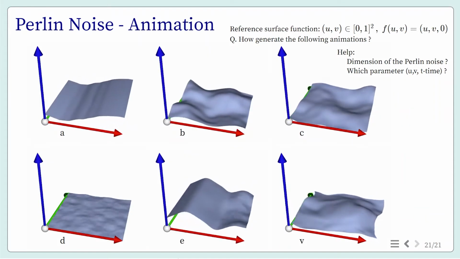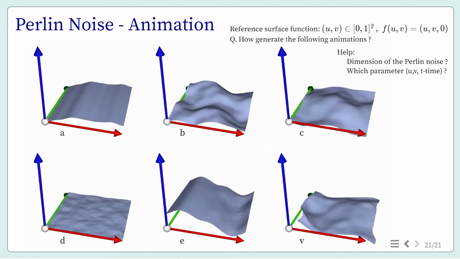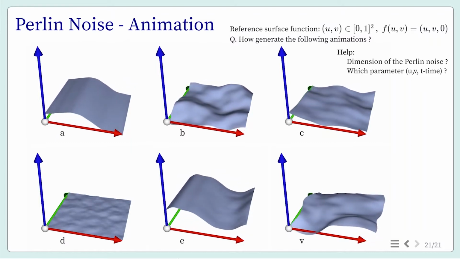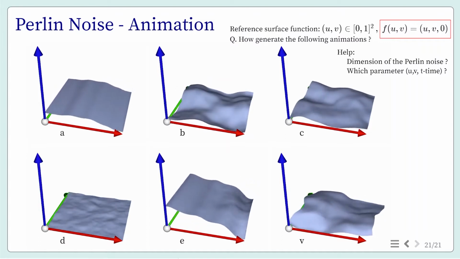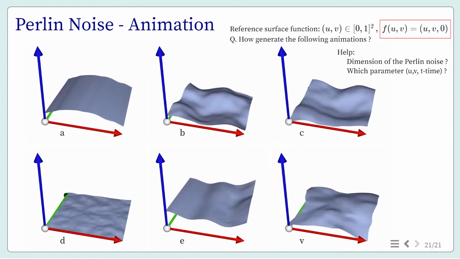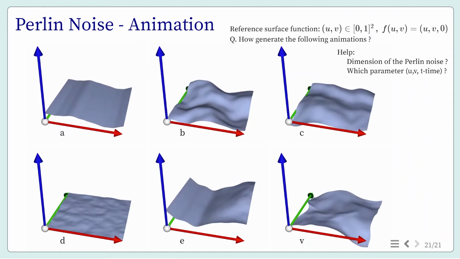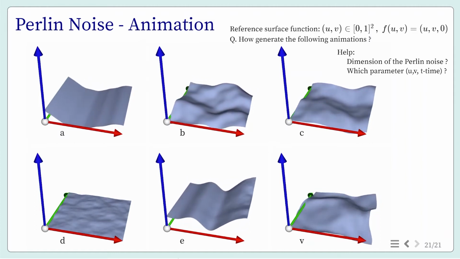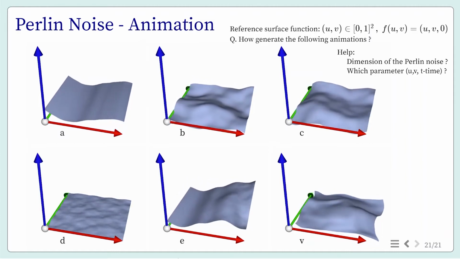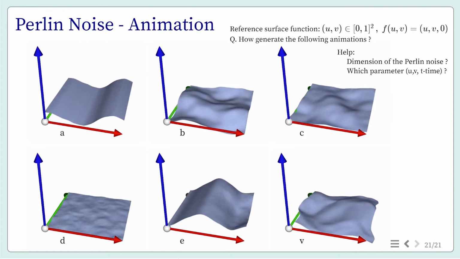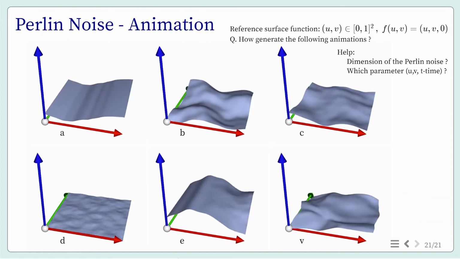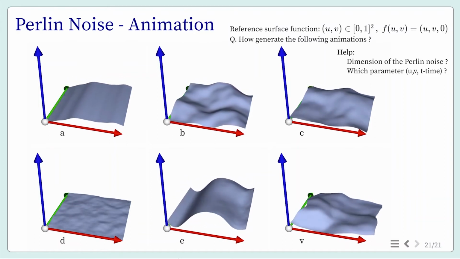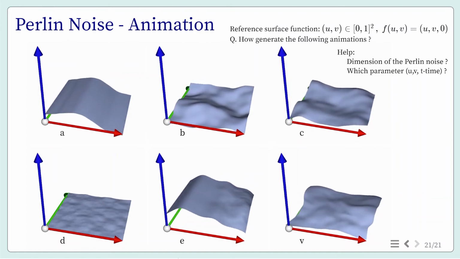So now the second exercise, on animation. I start with a simple function f of u and v equals (u, v, 0). This is actually a flat surface. And the question is, how can I generate this animation using Perlin noise? In particular, which dimension of the Perlin noise do I use, thinking that it can be 1D, 2D, or 3D, and with which parameters u, v, and t, which is the time? I let you think about it.